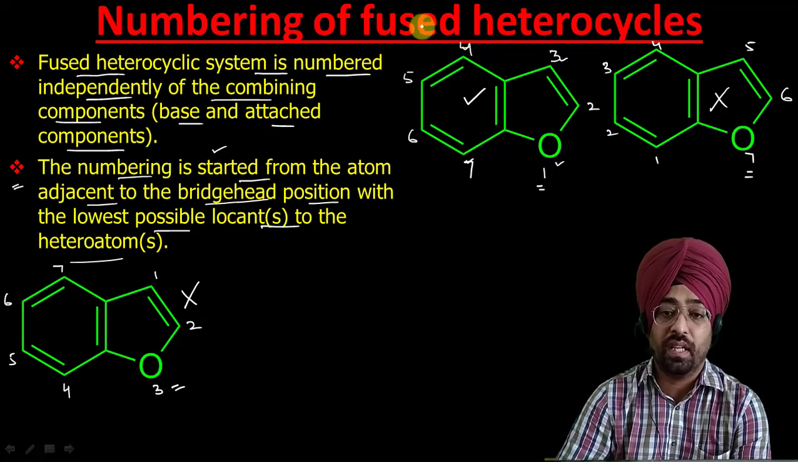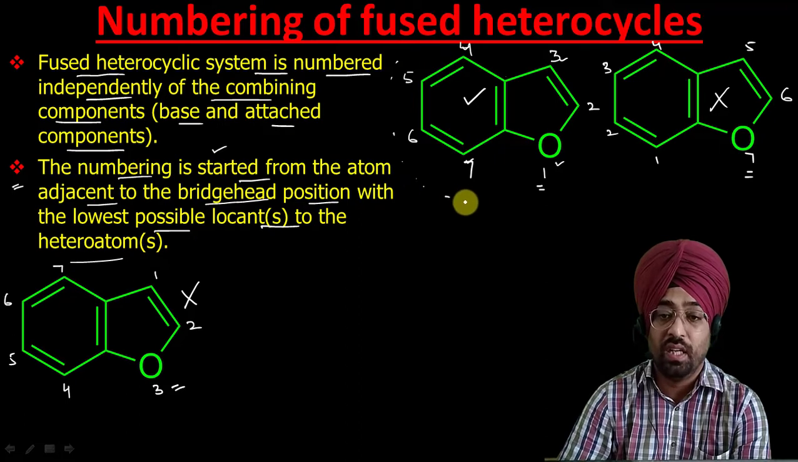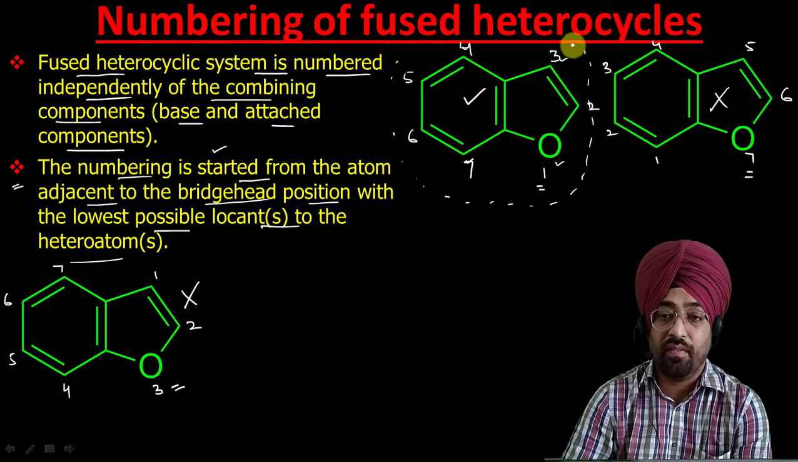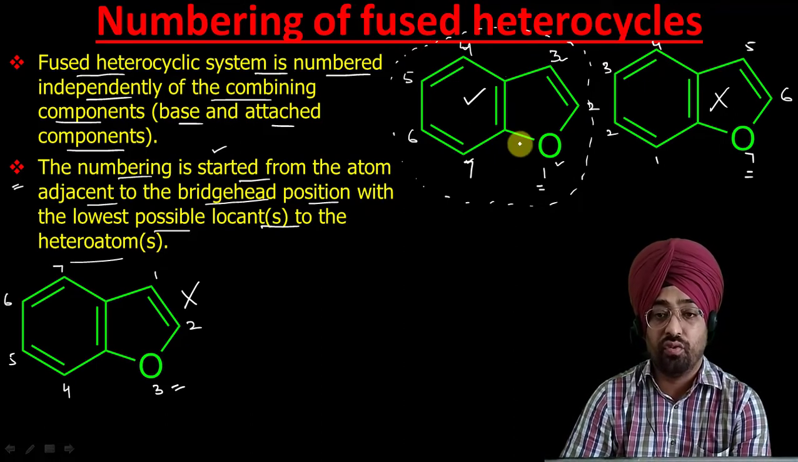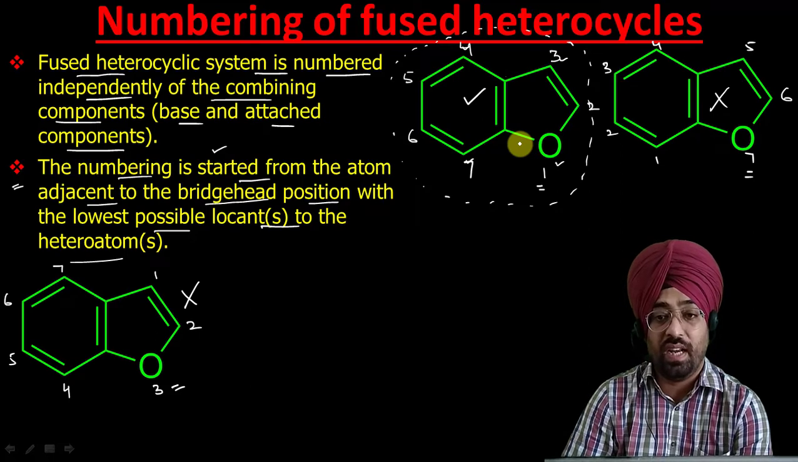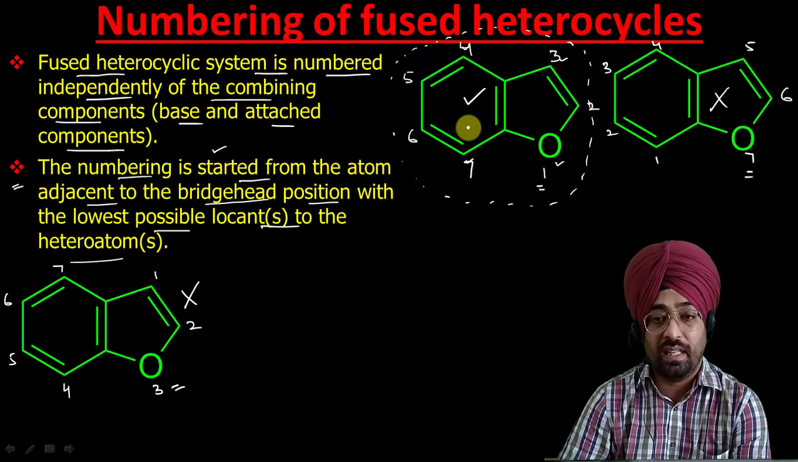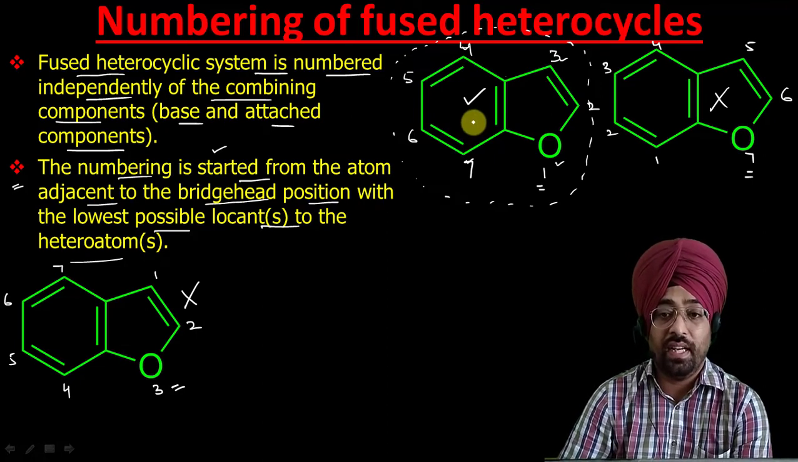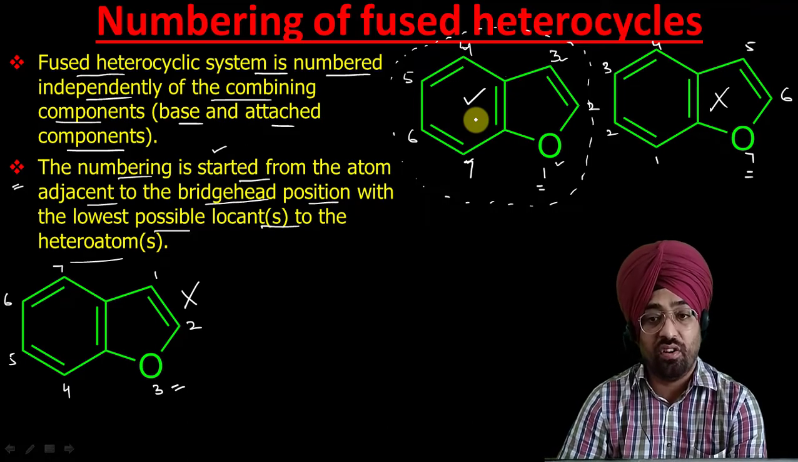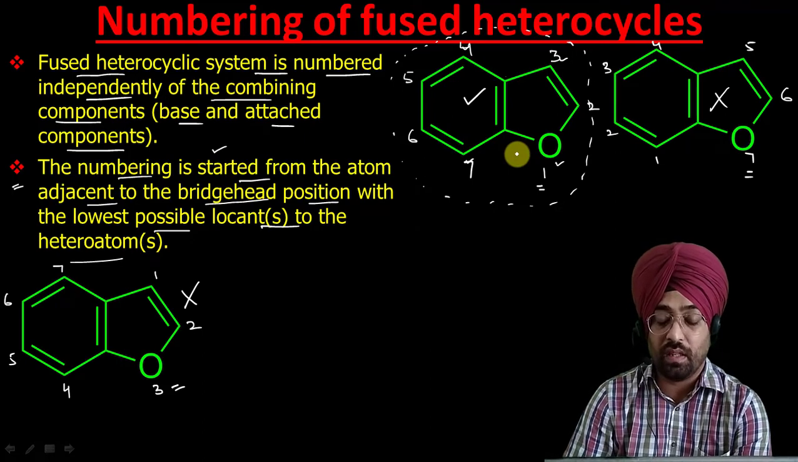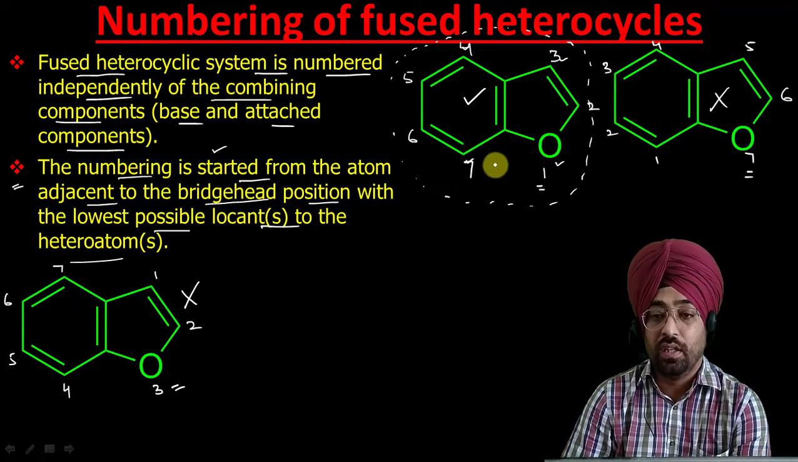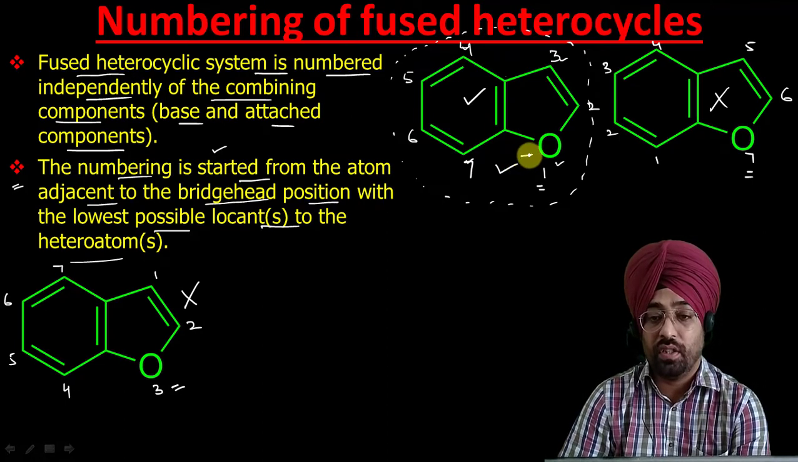So that's how we number this fused heterocycle as a whole. It has nothing to do with the numbering that we did in our previous lecture for individual components. This is called numbering of fused heterocycles, and it is very important when we have to name such heterocycles. We have not done these examples; I will do those examples in my next lecture. When a heterocycle is fused to a benzene ring, this is called a benzo fused heterocycle. How to name benzo fused heterocycles we will learn after this numbering. So this is the correct numbering, which gives the lowest locant position to the heteroatom.